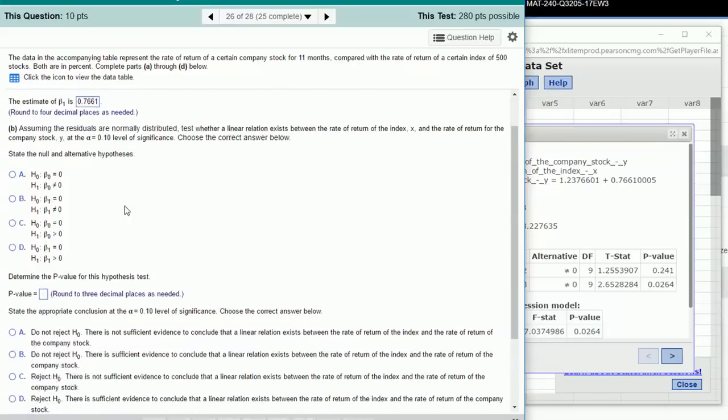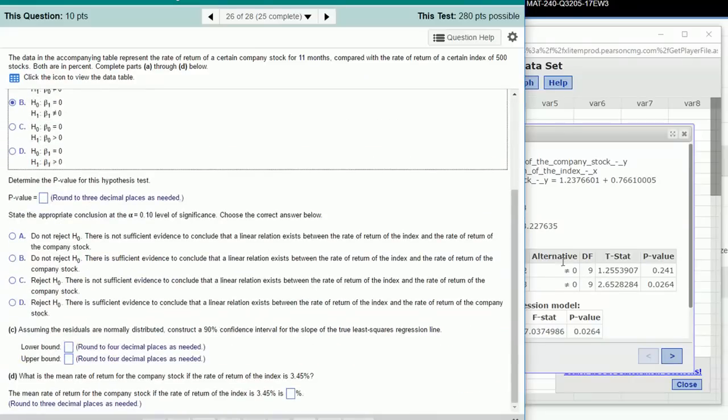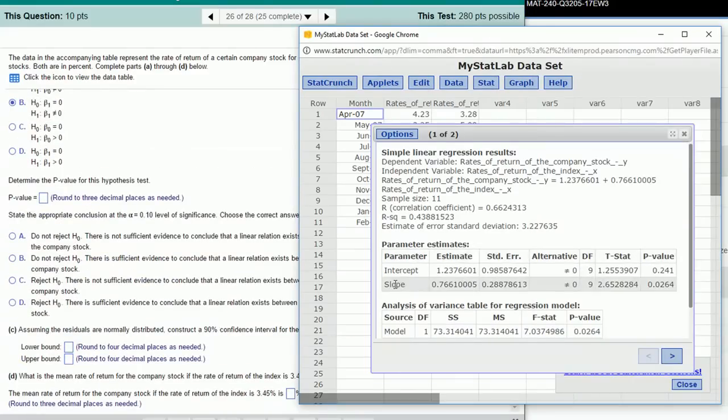Assuming the residuals are normally distributed, test whether a linear relation exists between the rate of return of index X and the rate of return of company stock Y. Alpha of 0.10. The null hypothesis is going to be on the slope, not on the intercept. So it's beta 1 equals 0 for the null, beta 1 not equal to 0 for the alternative. The p-value is given to us, again, in the slope row of this parameter estimates. That p-value is what we want. 3 decimal places, 0.026.